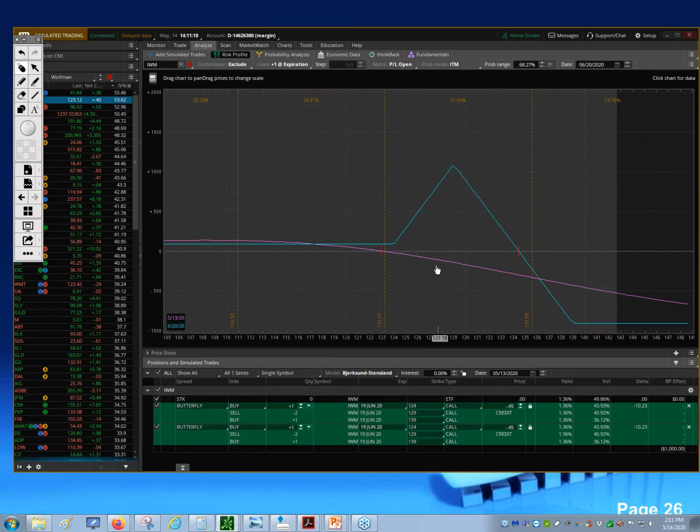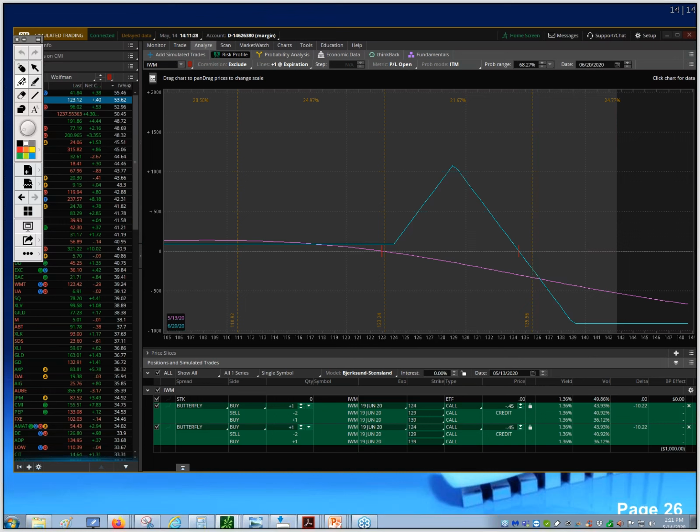So when we go to analyze the trade, we're starting out right here. As the market goes up, this is our long call spread right here, long call, and we've got two short calls right here, right? So our long call is the 124s, and then these are the 129s, short two of those.